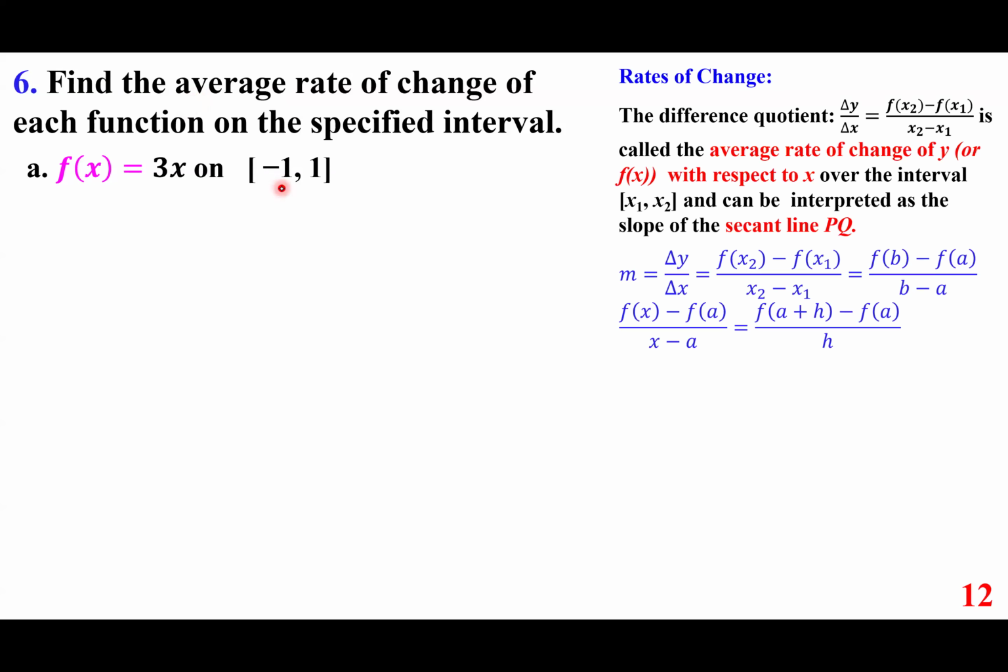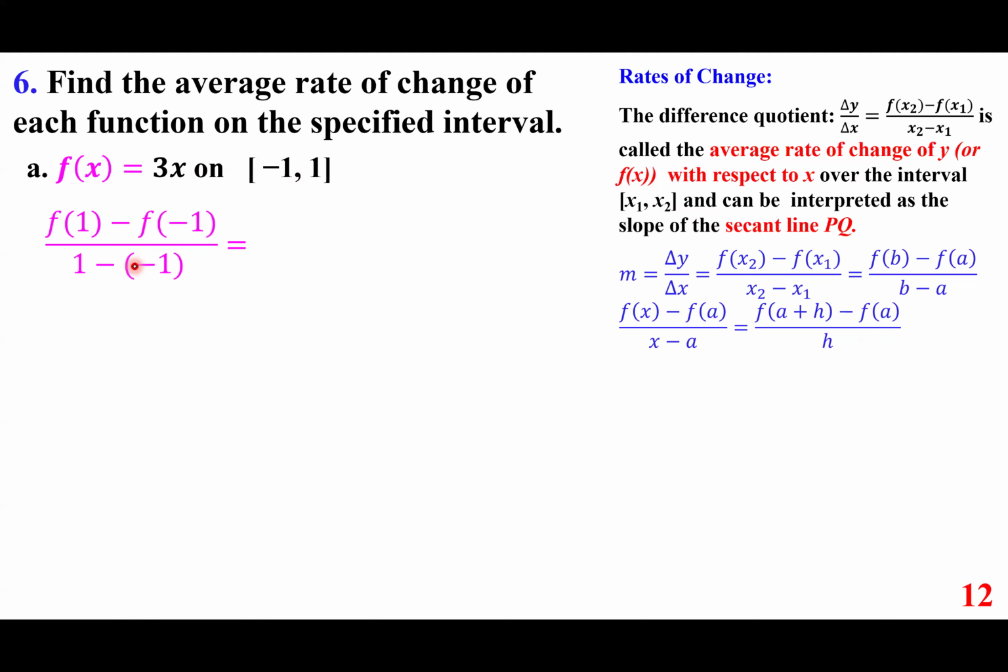So reminding you, rates of change are what we have already discussed. The difference quotient delta y over delta x is f of x sub 2 minus f of x sub 1 over x sub 2 minus x sub 1, which is called the average rate of change of y or f of x with respect to x over the interval of x sub 1 to x sub 2, and can be interpreted as the slope of a secant line. And these are various formats. One can write them. They all really mean the same thing. Okay. So having said that, that means we want f of 1 minus f of -1 over 1 minus -1. That's what we want. That's the meaning of it, everybody.